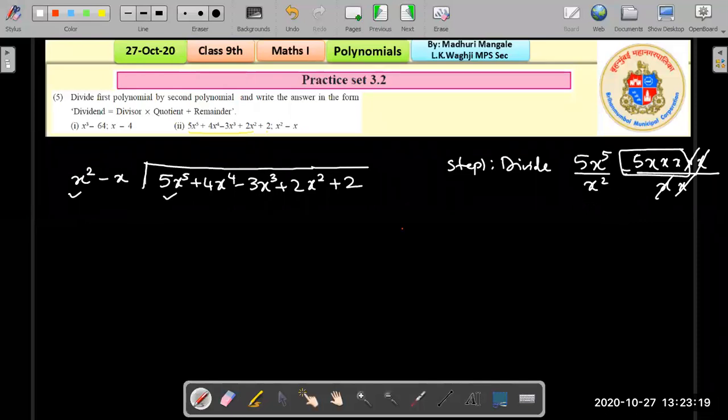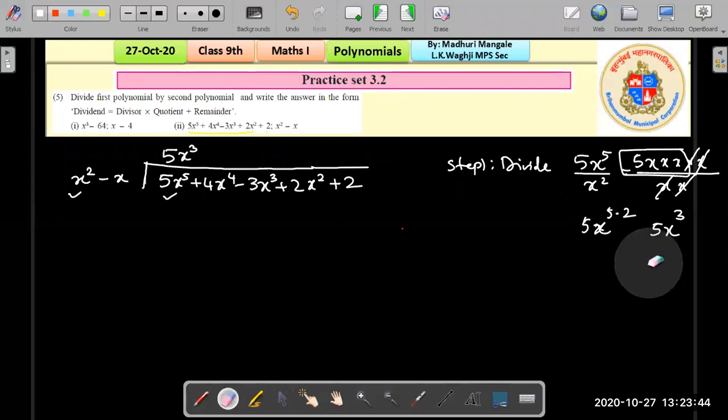Otherwise, you can also use the law of exponents, which says that when the bases are the same, we can subtract the exponents. So this will be 5x raised to 5 minus 2, which is nothing but 5x cubed. Anyhow, we get the same quotient, that is 5x cubed. We write 5x cubed on the top like that.